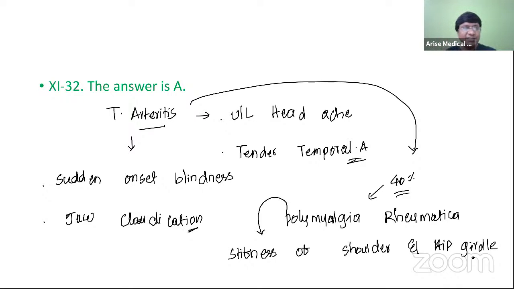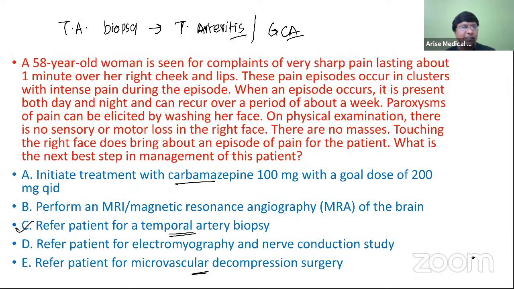So these features of polymyalgia, these features of temporal arteritis, are not there in your patient. So why do you want to refer the patient for temporal artery biopsy? It is a wrong statement.